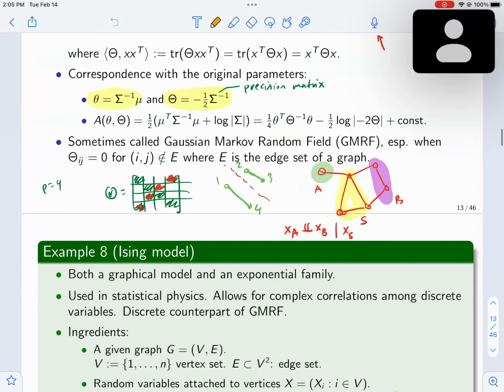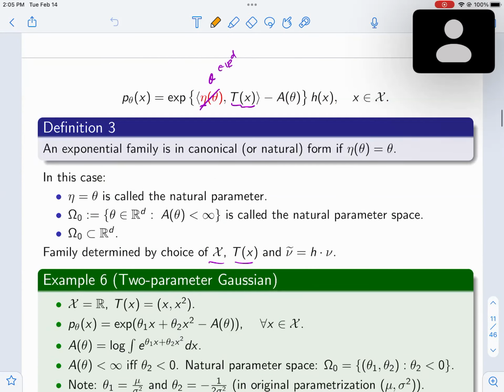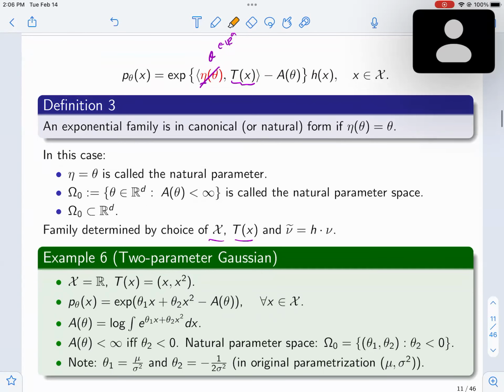So let me remind you, you are looking at this canonical case, canonical exponential families, where you have this parameter theta in R^d, rather than this eta parameterization. And this is then called a canonical exponential family. It's specified by this T of X and this underlying measure, which is implicit. These densities are with respect to that.